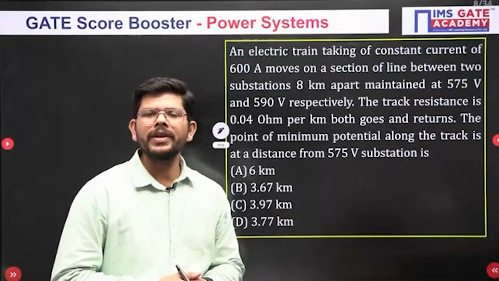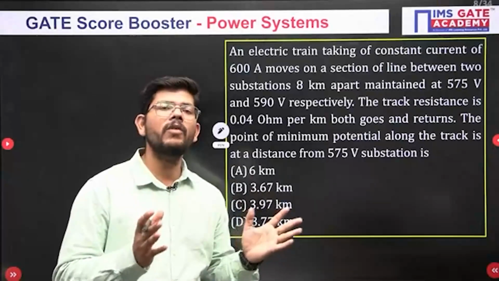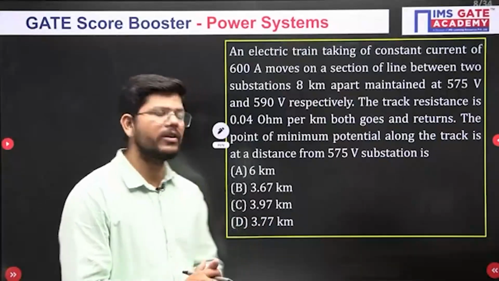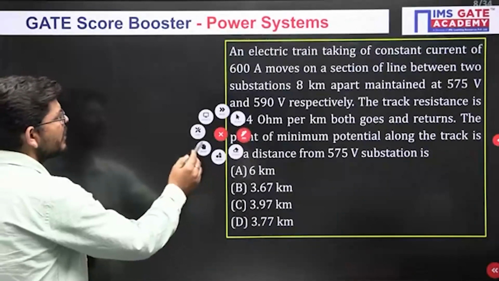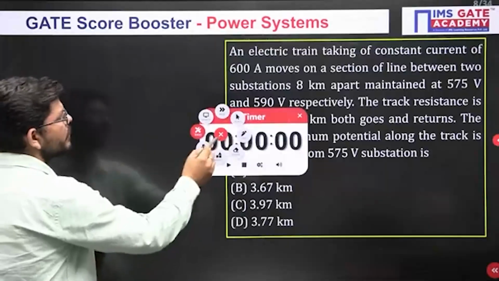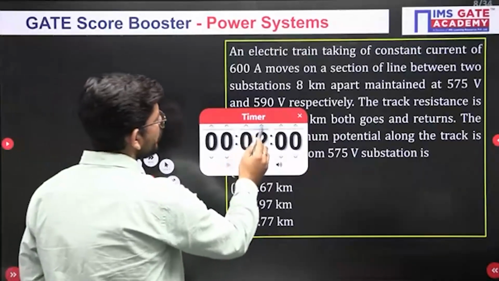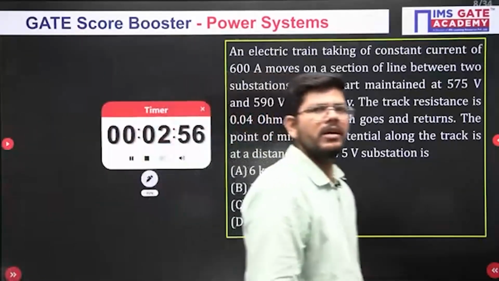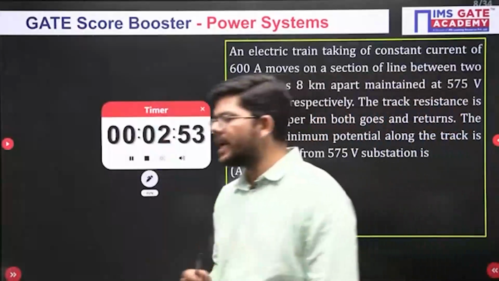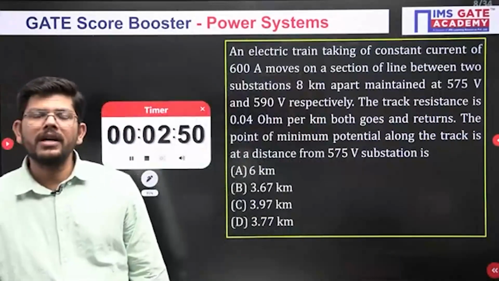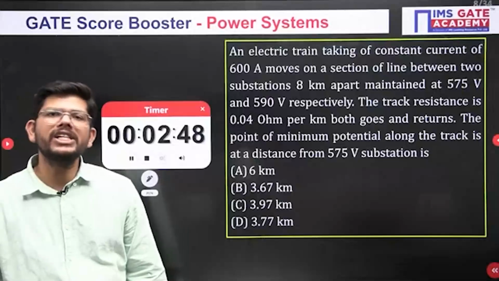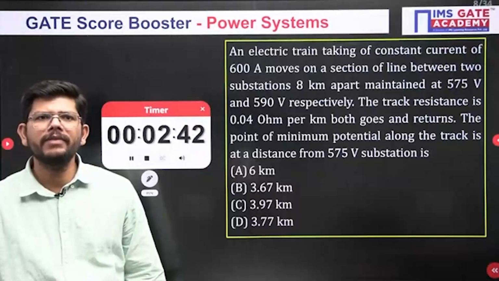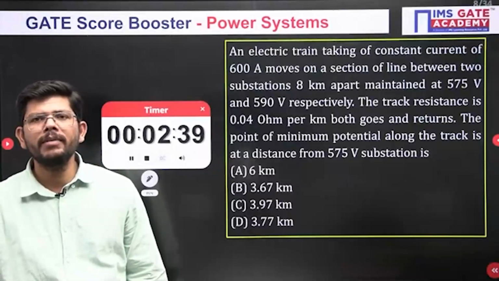So can you let me know whether it is the case of a line fed from one end or a line fed from both ends? Can you guys answer me that question? If you know that, then I know that you will be able to solve this question as well, and I am giving you 3 minutes because there are so many calculations here. So whether it is a case of line fed from one end or from both ends, and then you have to find out the minimum potential point. Both ends, very good. Line fed from both ends, and you have to find out the minimum potential point.